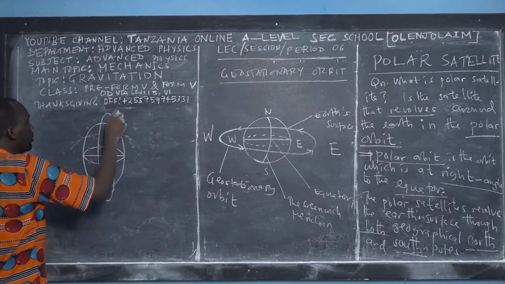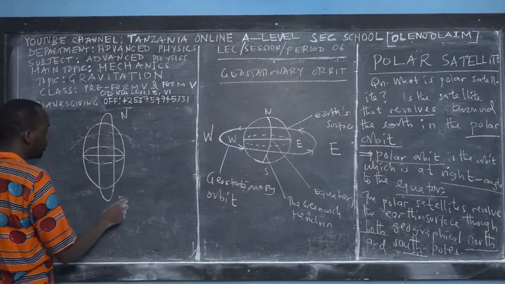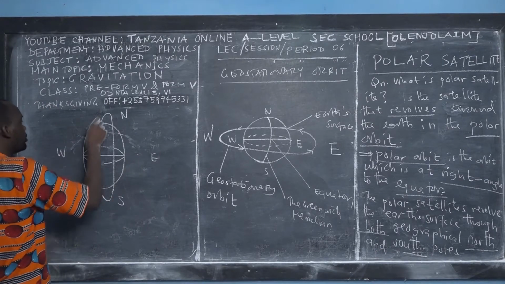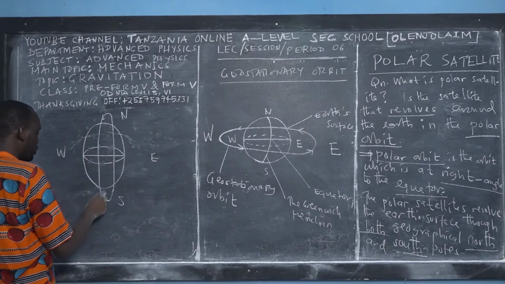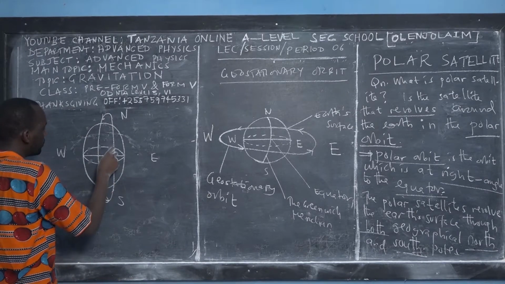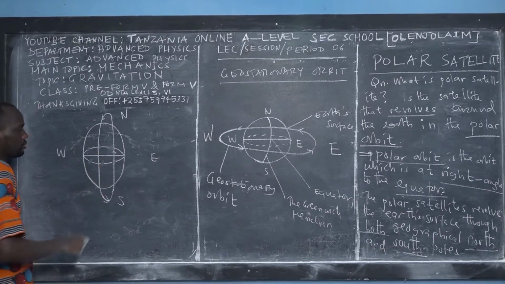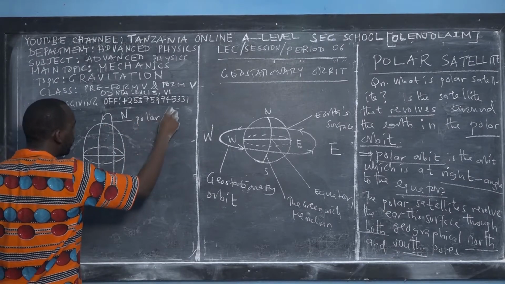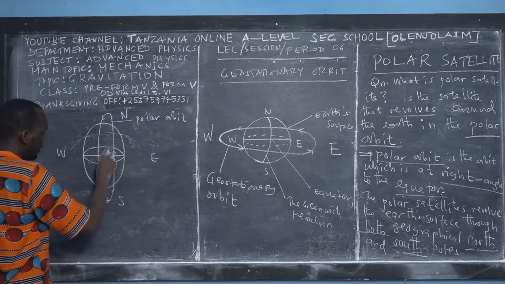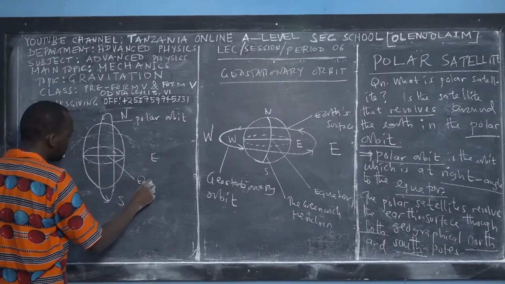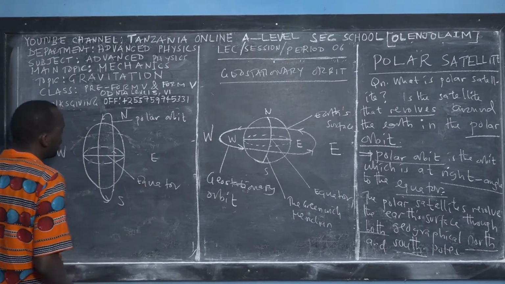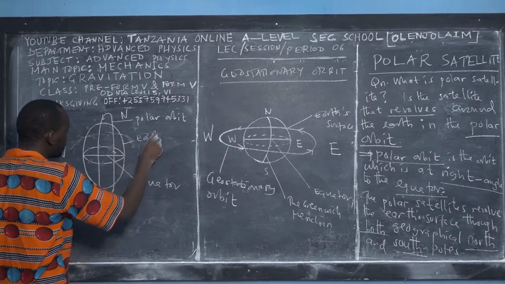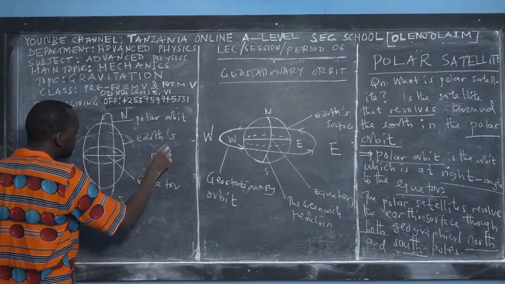So this is the North Pole, this is the South Pole, this is East, this is West. So the satellite will be revolving from the North Pole to the South Pole. So this is what we call the polar orbit. And this we call the equator. And this we call the axis surface.